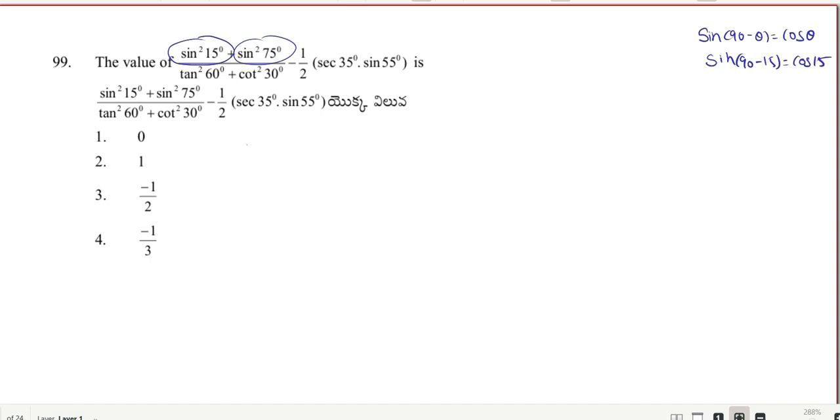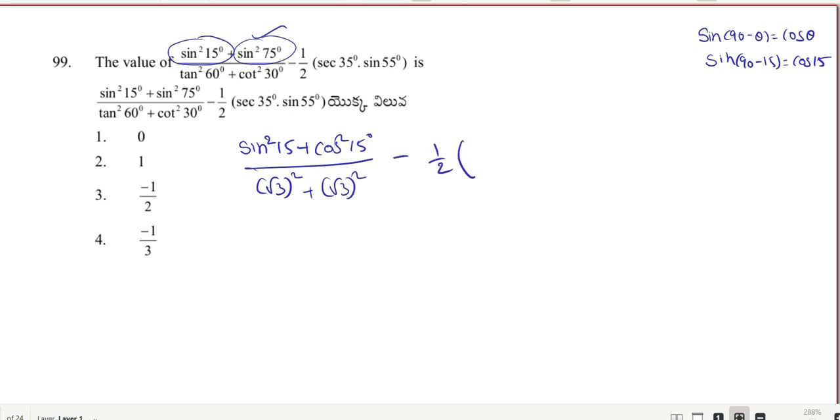By using this rule, the numerator I can write as sine square 15 degrees plus cos square 15 degrees, by tan 60 value is root 3, so root 3 the whole square. In the same manner, cot 60 value is also root 3, root 3 the whole square, minus 1 by 2 times sec 35 degrees. Sec 35 degrees can be written as cosec 55 degrees, so this can be written as cosec 55 degrees into sine 55 degrees.